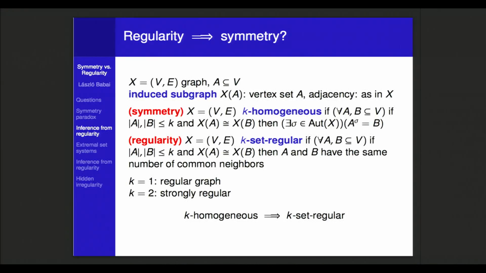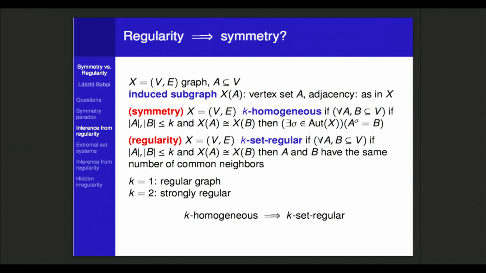Okay, so here is a case when we can. If I have a graph X, V is the set of vertices, E is the set of edges, and A is a subset of the set of vertices that defines a subgraph on that subset. That's going to be the vertex set, and adjacency remains the same as in the original graph. So the induced subgraph is completely determined by just the set of its vertices. The adjacency is just inherited.